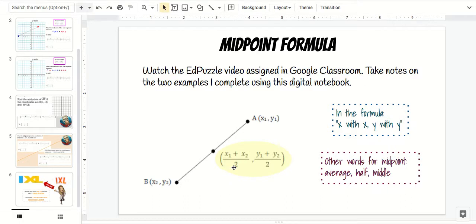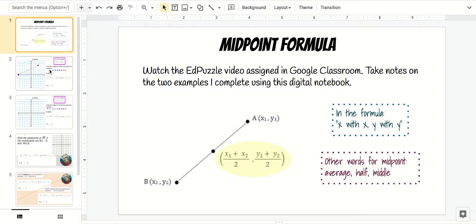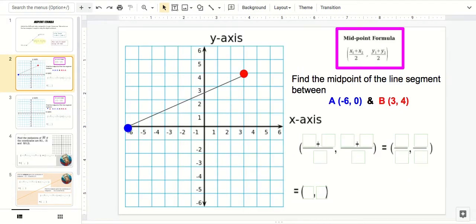So we're finding the average here by adding x values and cutting them in half, also adding y values and cutting them in half. I'm going to go ahead and do a couple of examples, and I'll explain what I'd like for you to do the rest of class today.